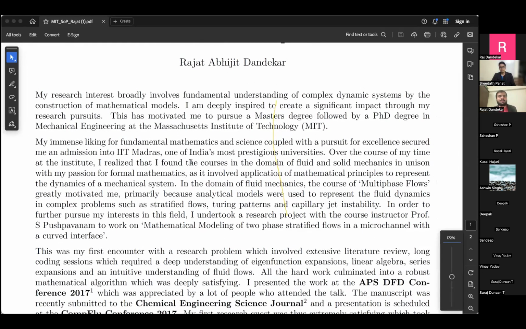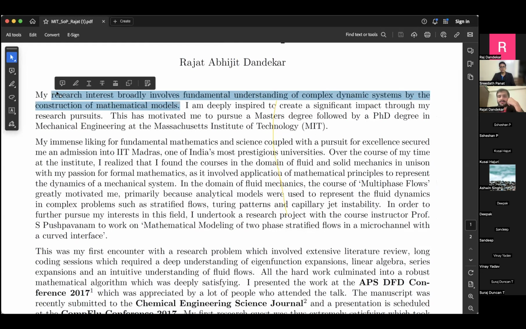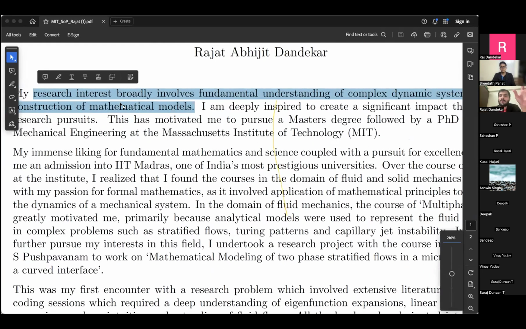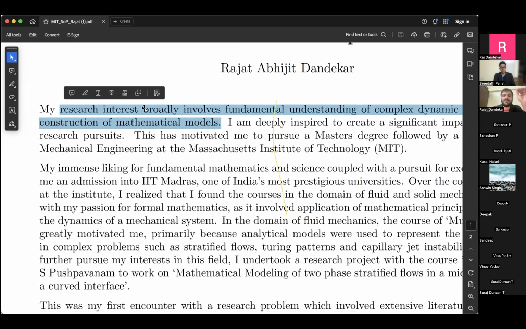Okay, so in the first paragraph of my SOP, I mention my thread, which is a fundamental understanding of complex dynamic systems by the construction of mathematical models. Now, this is a pretty broad thread. I have not included any specific domains here, and there is a specific reason why I have kept it broad.